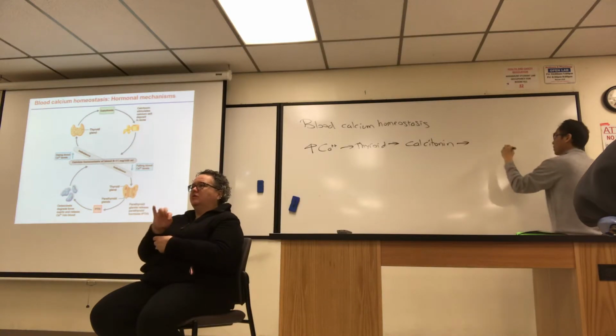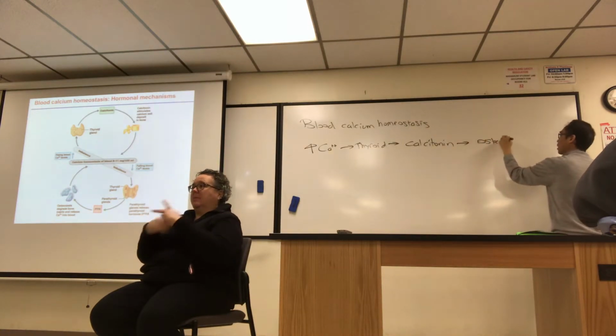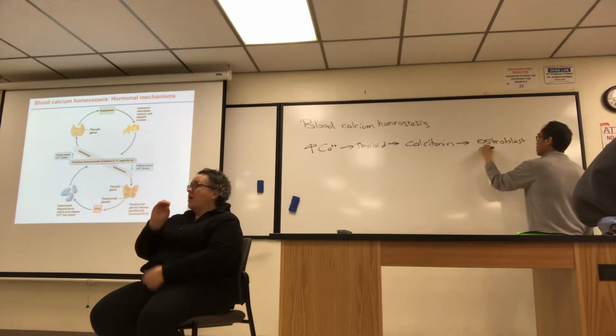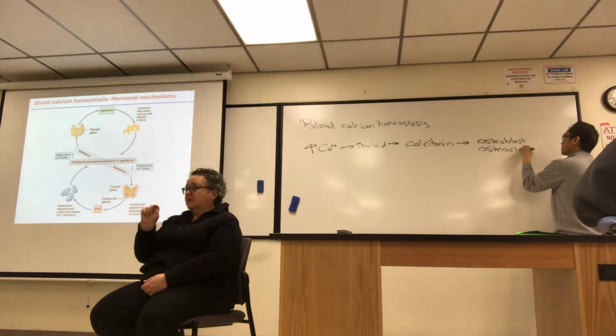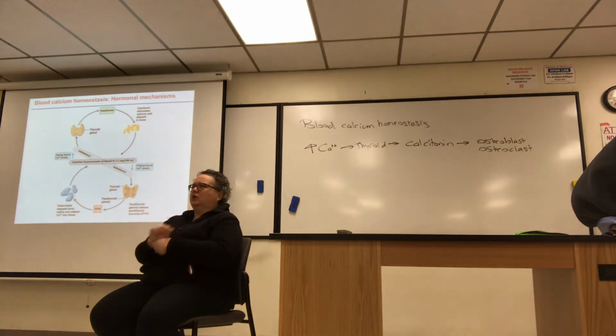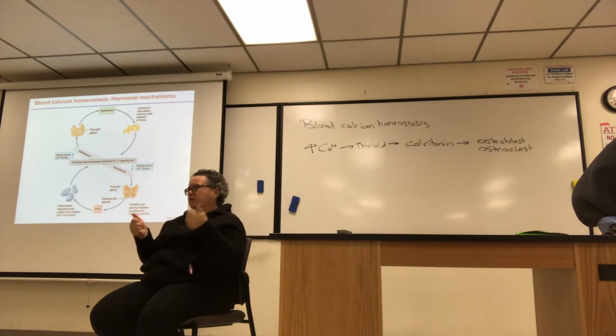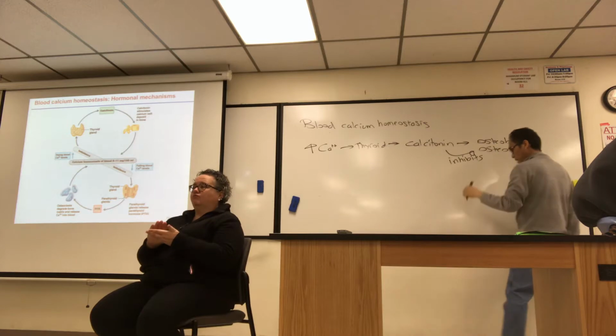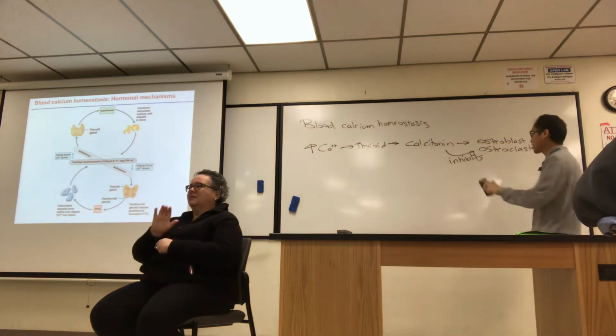So we have two cell types. Osteoblast, osteoclast, and they're both always working. It's just a matter of who's working harder. Okay. So really, what calcitonin does is inhibit the osteoclast. That's kind of their mechanism of action.